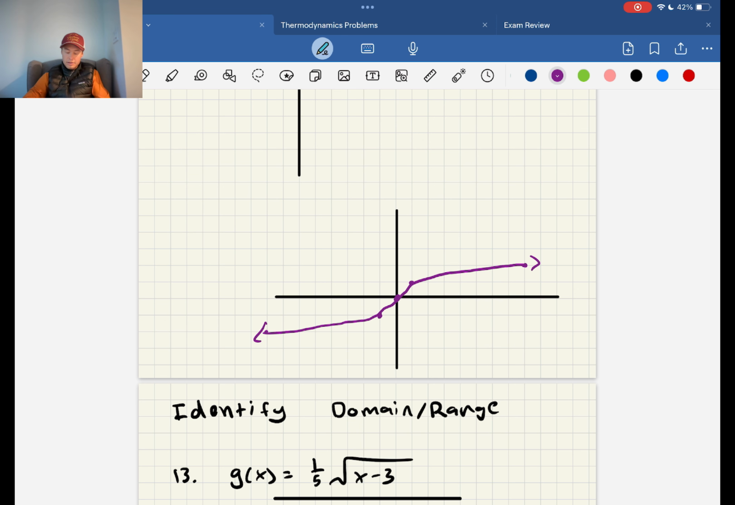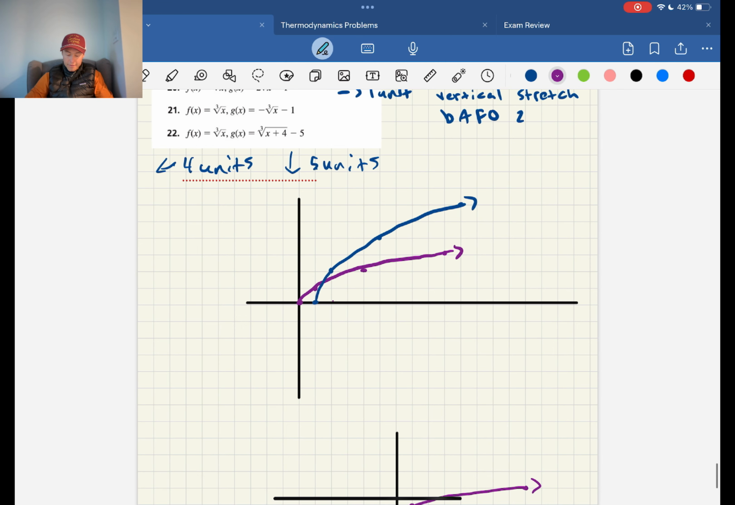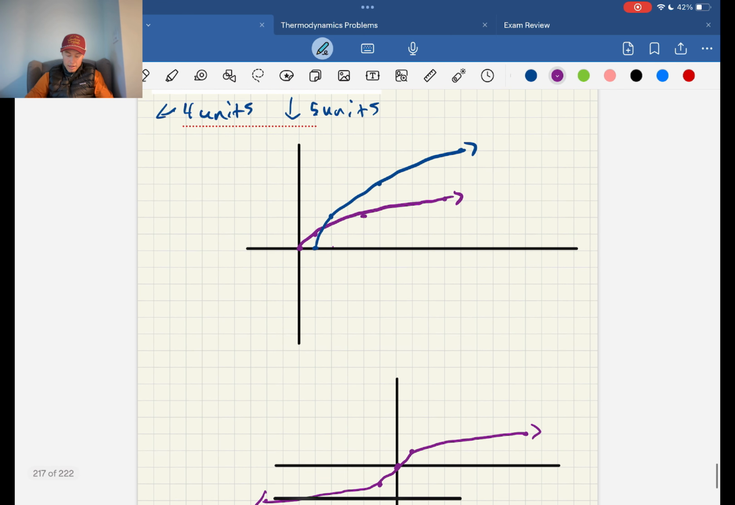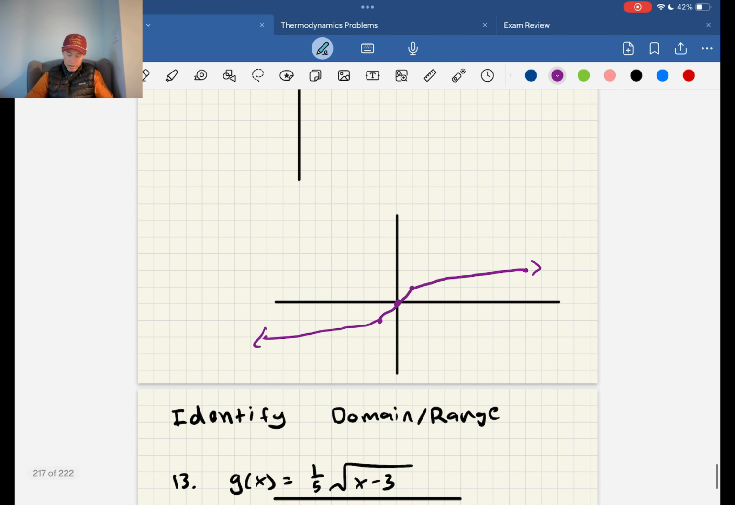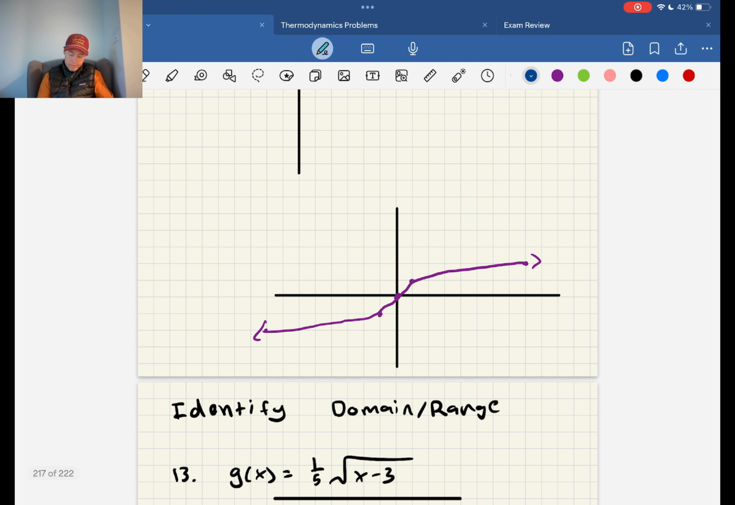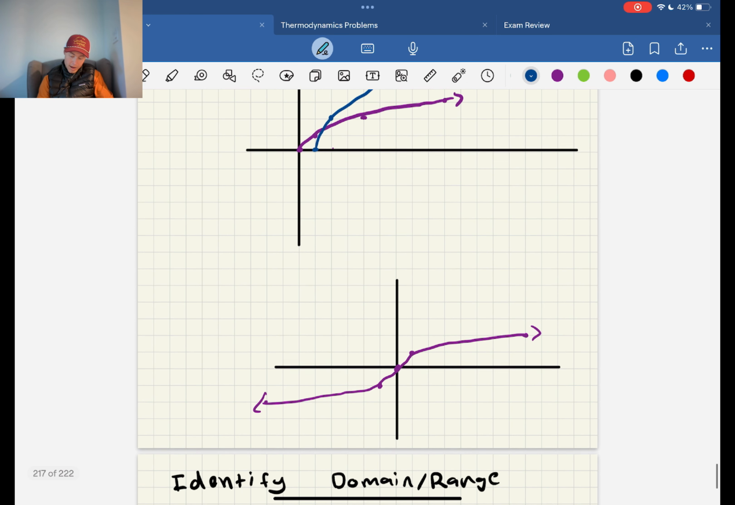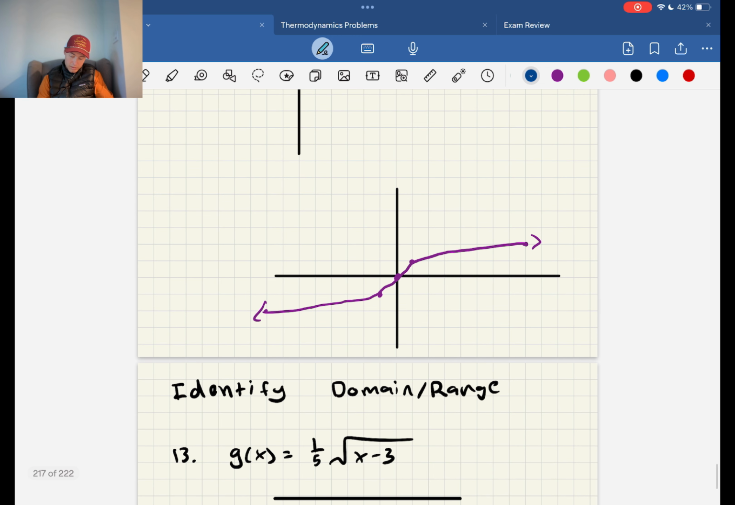Now what did we do? We took this function and we shifted it left 4 units and down 5 units. So we're going to take each point and just shift them left by 4 and down by 5. So 0, 0 becomes 1, 2, 3, 4, 1, 2, 3, 4. Okay, I got to move my graph up because I won't have enough room otherwise.